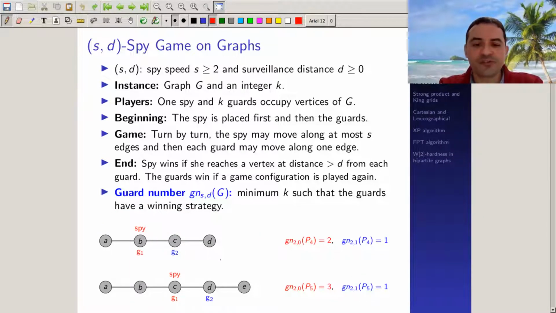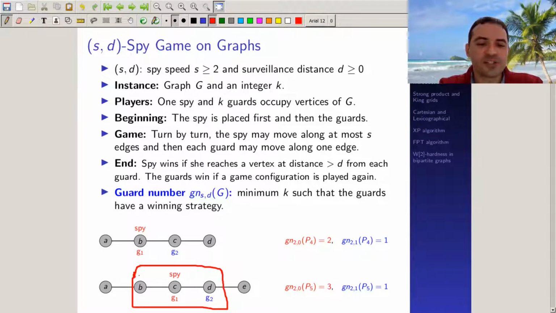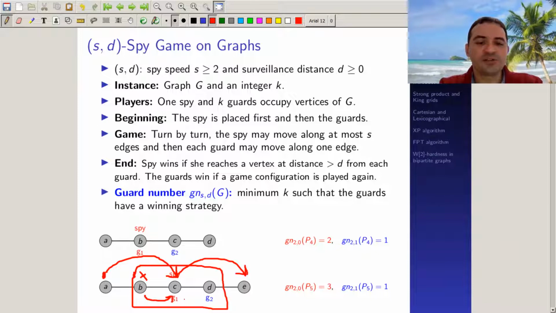In the P5, one guard in the vertices B, C, and D can surveil the spy. For example, the spy in the vertex A, the guard in vertex B is surveilling the spy. The spy can go to E, but the guard can go to C, and then to D, surveilling the spy. One guard is sufficient.